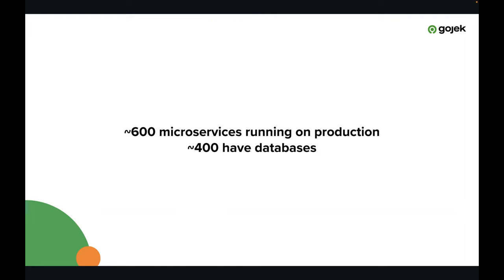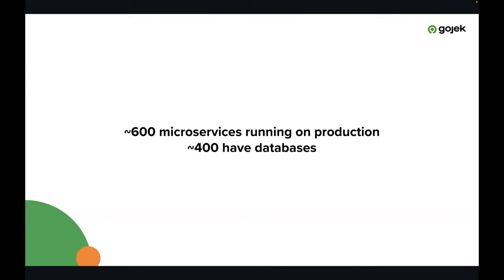Just to set a bit of scale, we have so many teams, and we are around 600-700 microservices. When I'm talking about databases, I'm talking strictly about PostgreSQL here. Around 400 or so have databases in them. All the microservices are talking to each other. It's an intertwined architecture in which most of the microservices are connecting to each other and are dependent on them.